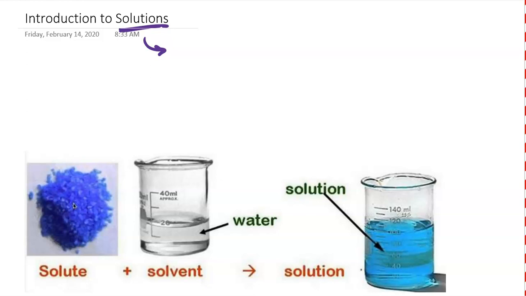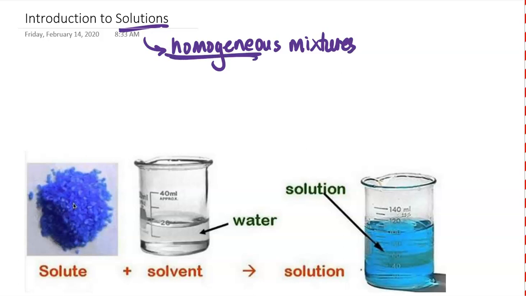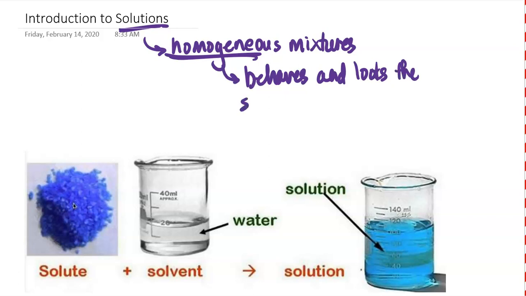And so basically, if you recall, solutions are mixtures, but not only are they mixtures, they are what we call homogeneous mixtures. Meaning, again, if we review the meaning of homogeneous, basically that means that the solution or the mixture behaves and looks the same throughout. In other words, we don't see layers, we don't see solid particles, we don't see gas bubbles. Basically, we just see one mixture with one uniform color, and it all behaves uniformly.